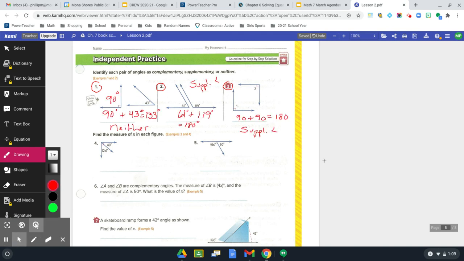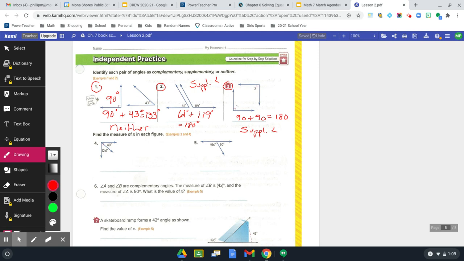All right, finishing this lesson out today. For number 1, you should have neither. So when you add that 90-degree angle and 43-degree angle together, that is not going to give you that straight line or 180 degrees. So you are neither on that. It's not supplementary, it's not complementary.